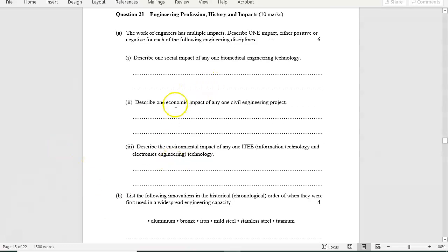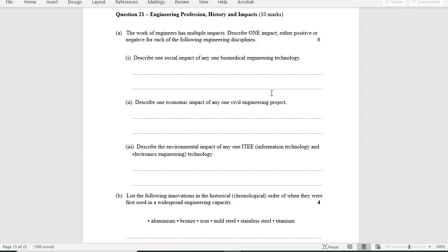Okay, so the next one is an economic impact of a civil engineering project. A lot of people said Sydney Harbour Bridge, good choice. So what did it do? The economic impact is that it opened up North Sydney, it increased the value of North Sydney property. Right? You could say that it also reduced travel time, therefore reducing the cost of transporting goods. They're the sorts of answers you could give there.